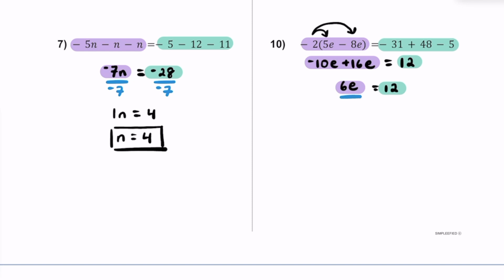Hopefully it makes sense. We should use the division property of equality and divide both sides by 6. If we do that, we can use the multiplicative inverse property and say 6 times 1 sixth is just going to be 1e, and 12 divided by 6 is going to be 2. And then 1e is really just e using the identity property of multiplication, and we know e has to equal 2 for this problem.